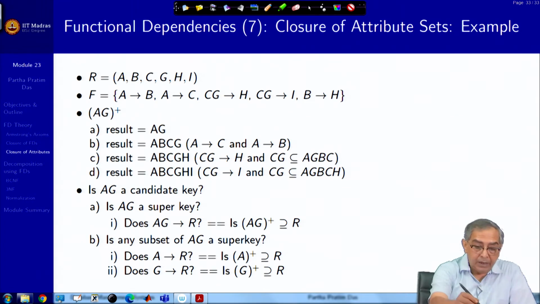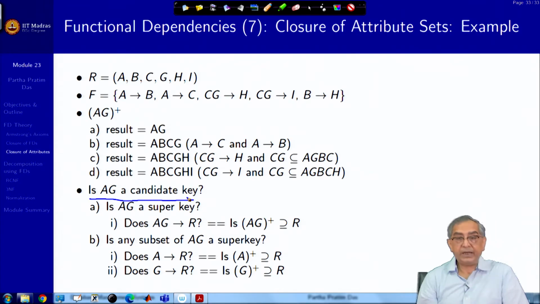Now, the question, for example, a simple question is: is AG a candidate key?